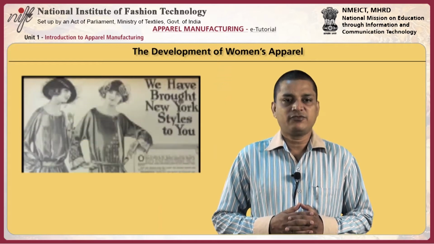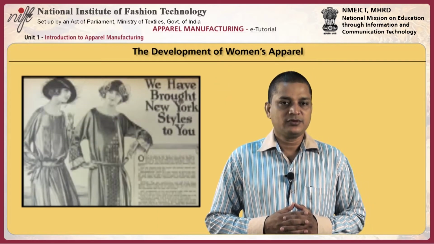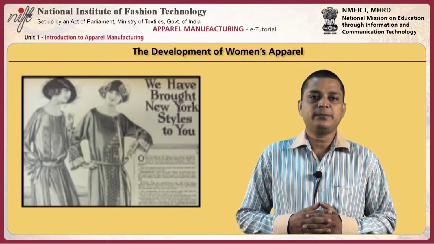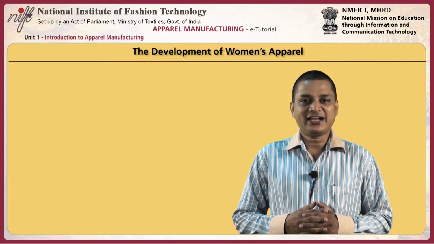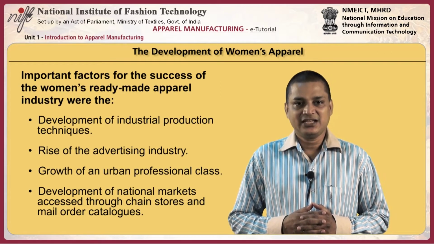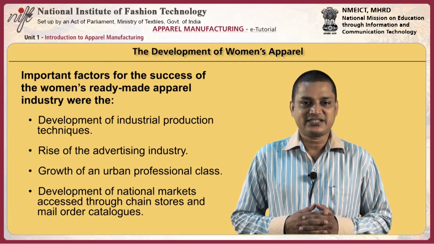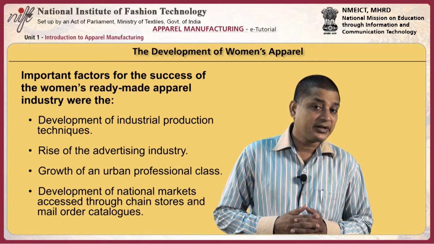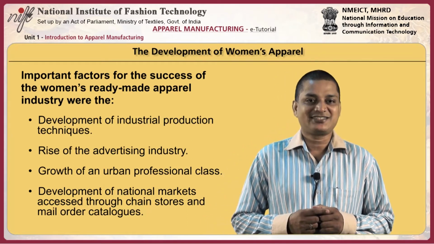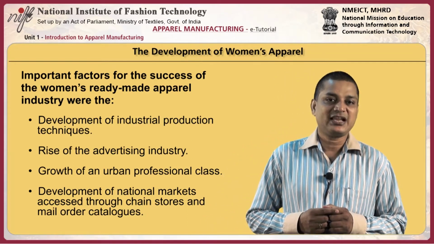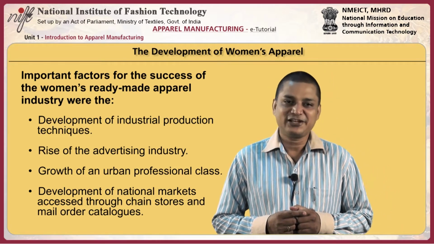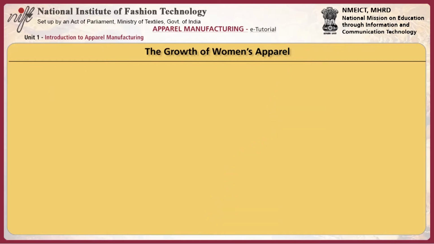The bulk production of women's apparel developed slowly. During the 1920s, women's apparel generally continued to be made to order. During that decade, factors such as the development of industrial production techniques, the rise of the advertising industry, the growth of an urban professional class, and the development of national markets accessed through chain stores and mail order catalogs contributed to the success of the women's ready-to-wear apparel industry.